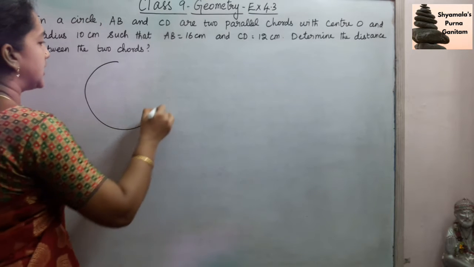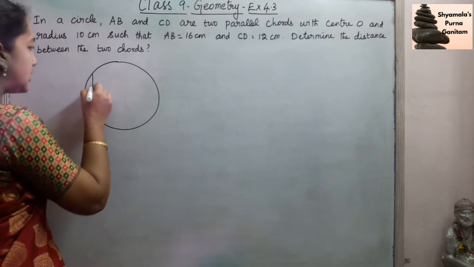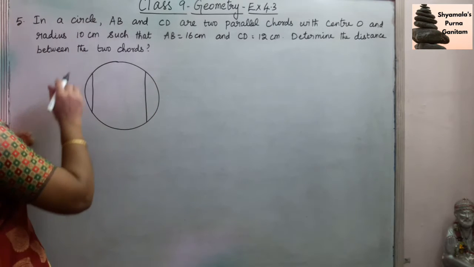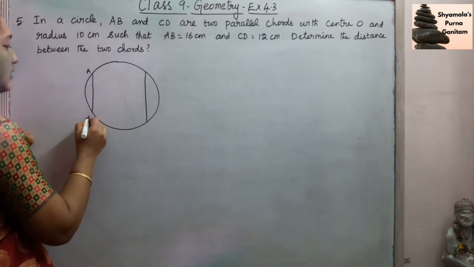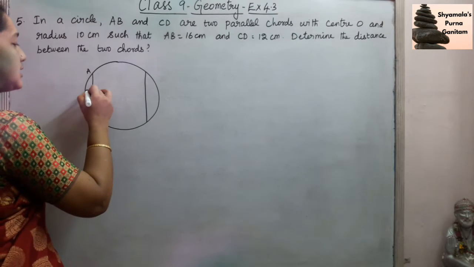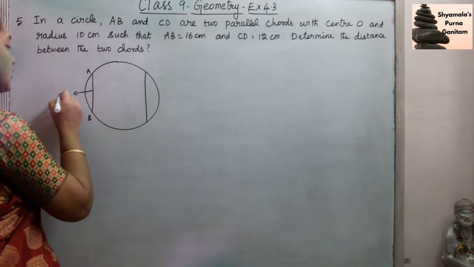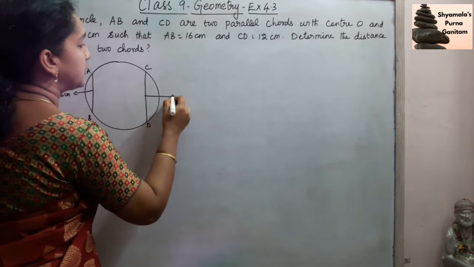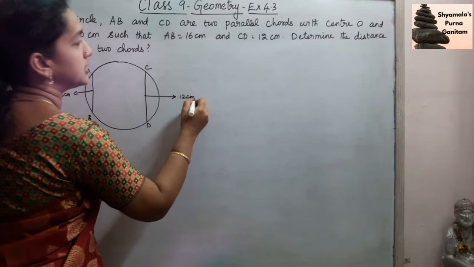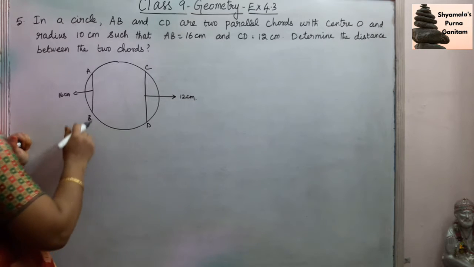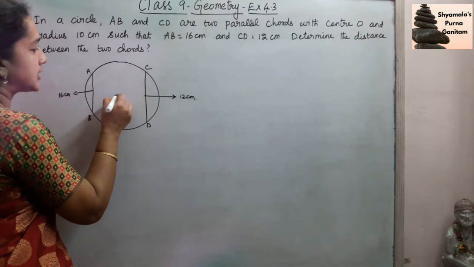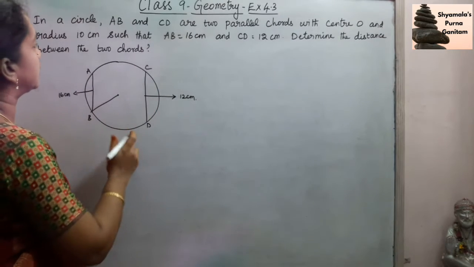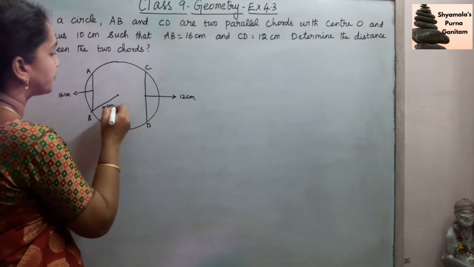So a circle is there. In that, two chords' lengths are given, and they are parallel to each other. The length of AB is given as 16 centimeter, and the length of CD is given as 12 centimeter. Determine the distance between the chords. The center is given, and the radius of the circle is given as 10 centimeter.